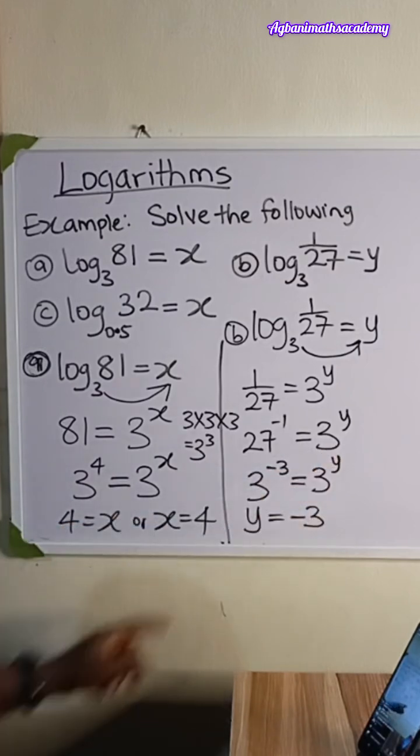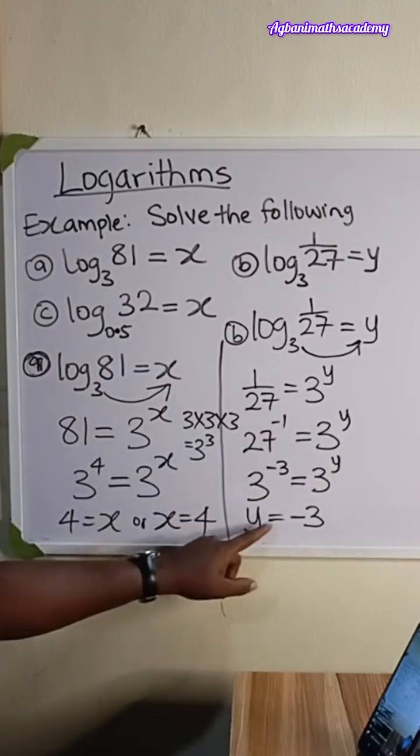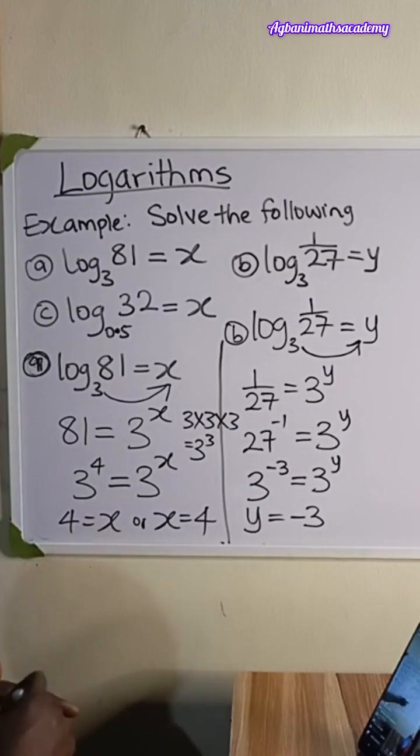So since the bases are the same, these two also have to be equal. So y is equal to minus 3. That is the answer.